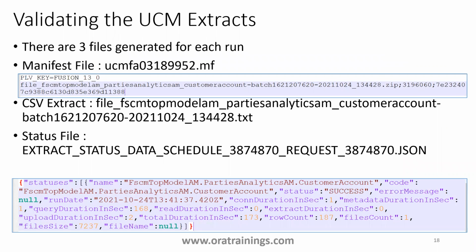Next, if you observe, there are 3 files. One is the MF, the manifest file. This manifest file will tell you which is your zip file. That zip file will internally have the ESS ID, and there is one more status file, which is a JSON file that will have a request ID. So whenever your BICC job is completed, it will generate 3 files, and each one will be linked to the other, and they will have the information about what the extract is and for which job it has run.